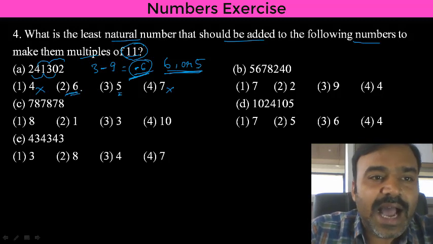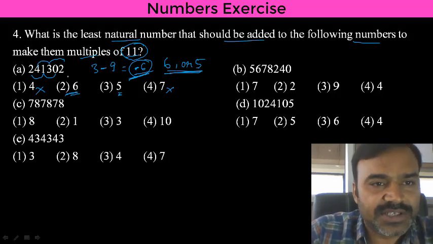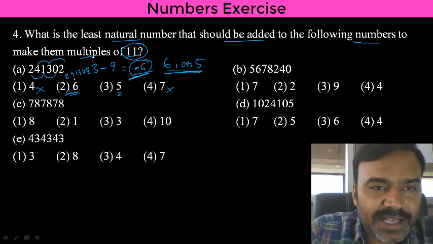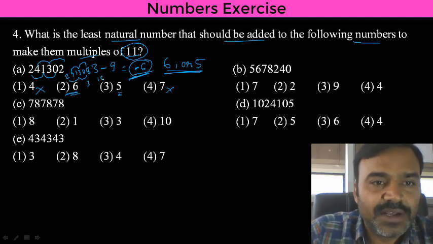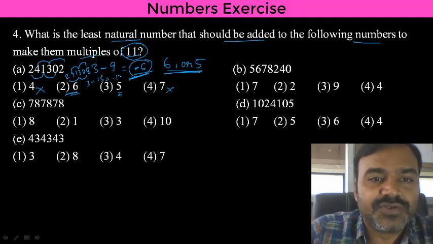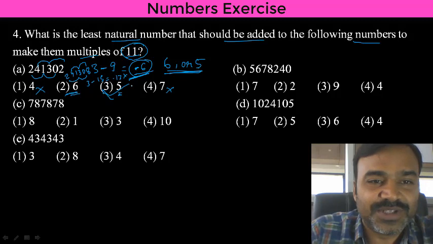If there is a confusion, add 6 to this number. If you add 6 to this number, it will become 2, 4, 1, 3, 0, 8. And then apply the method again. So 2 plus 1, 3. So 3. 4 plus 3, 7 plus 8, 15. Now 3 minus 15 is minus 12. So this is not divisible. So clearly 5 has to be the answer.